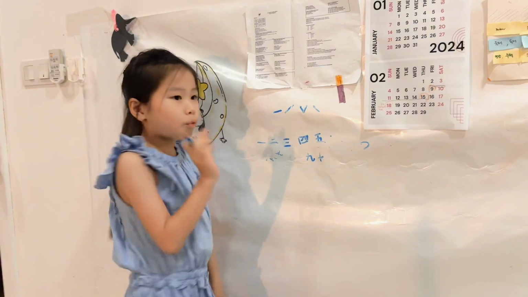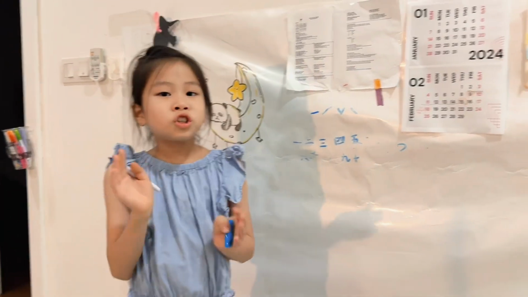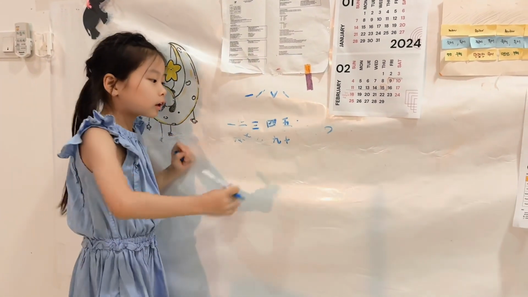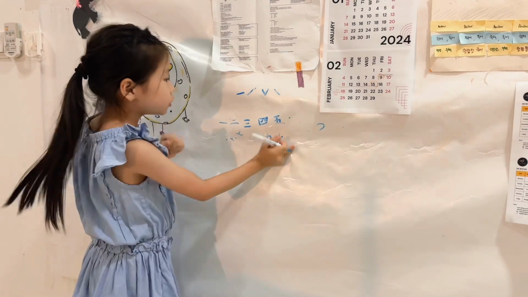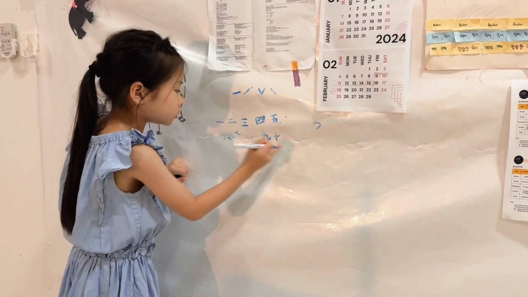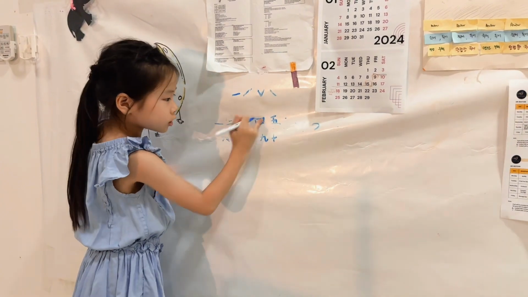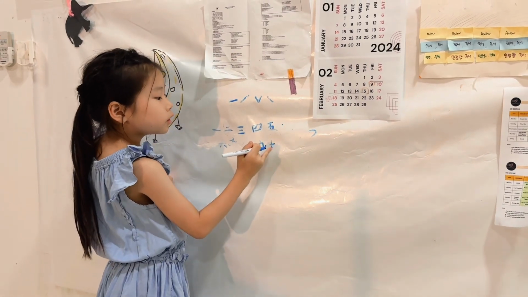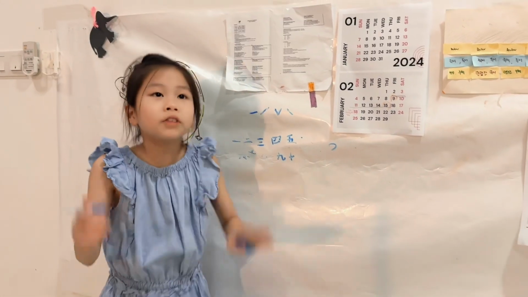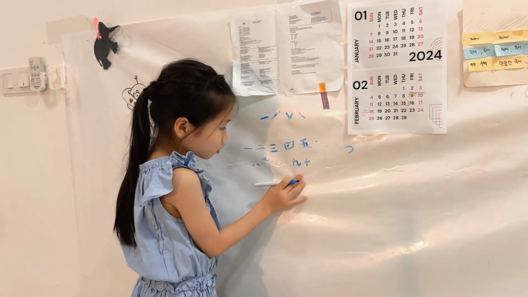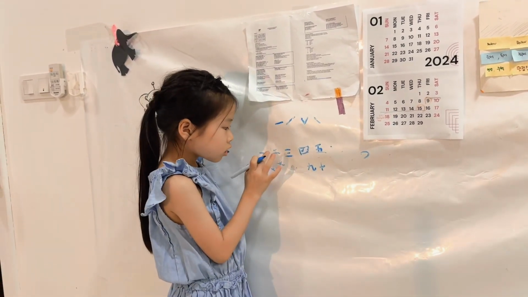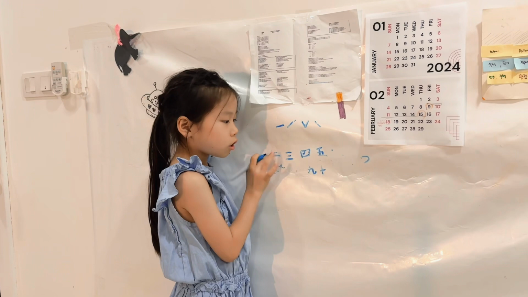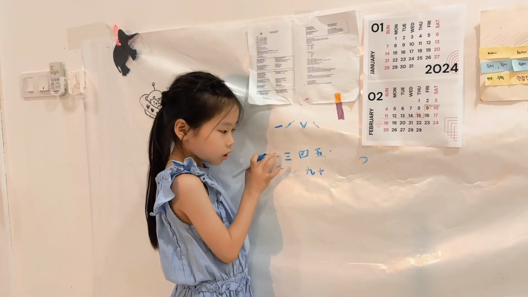And then we will do 11. How can we say 10? 十, right? So 十一, 十二, continuing. 十一 is 11. 十二 is 12. 十一, 十二, 十三, 十四, 十五, 十六, 十七, 十八, 十九. And then 二十, right? 二十一, 二十二, 二十三, 二十四, 二十五, 二十六, 二十七, 二十八, 二十九.